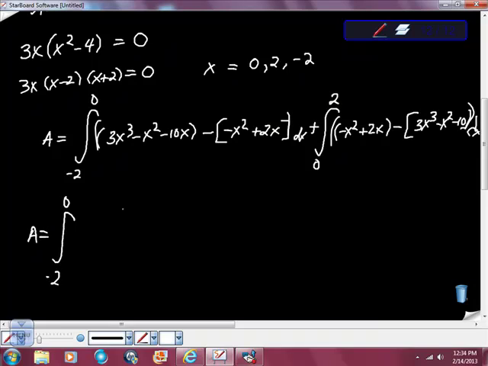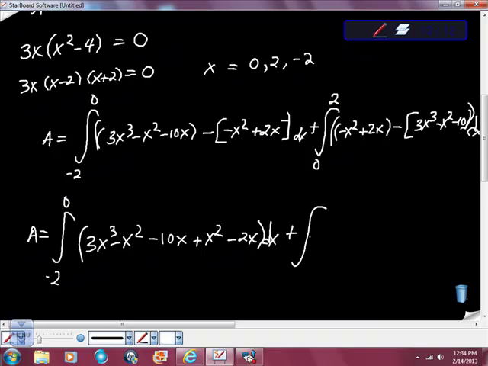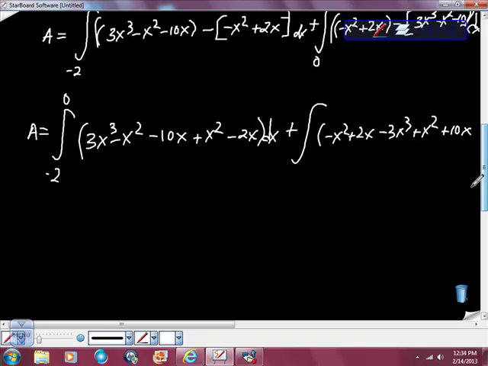Negative 2 to 0 of 3x cubed minus x squared minus 10x. I'm going to distribute this, so plus x squared minus 2x. If you don't mind, the whole thing dx plus this thing, which is negative x squared plus 2x minus 3x cubed plus x squared plus 10x, right? Going to keep cleaning up my algebra here. And this, if you remember, this was from 0 to 2, wasn't it?